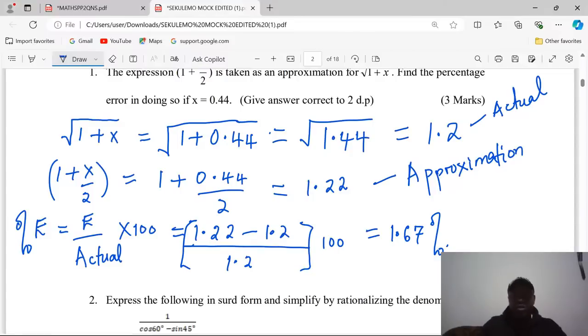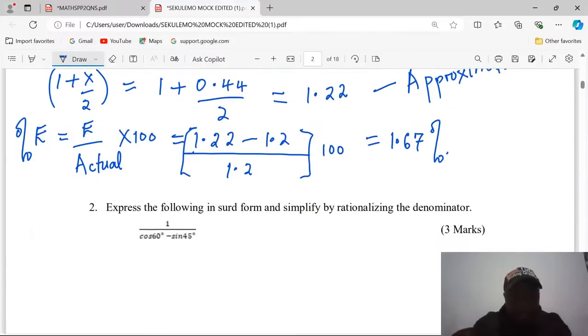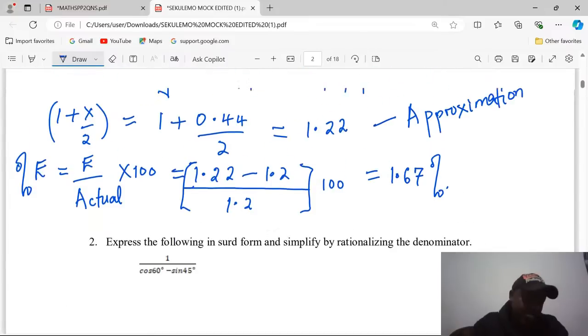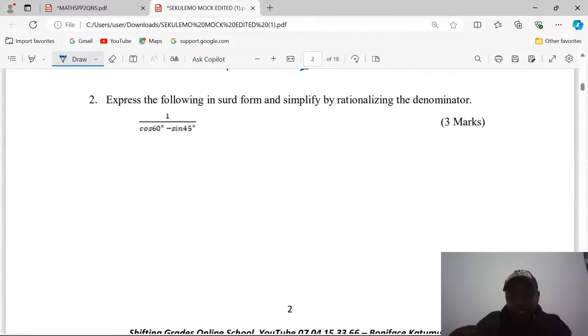So we can continue. Let's go to number 2. Number 2, we have a question here. It says, express the following in surd form and simplify by rationalizing the denominator. You can see they are trigonometric ratios, and we want to express them in surd form. Let me show you how to go about this.